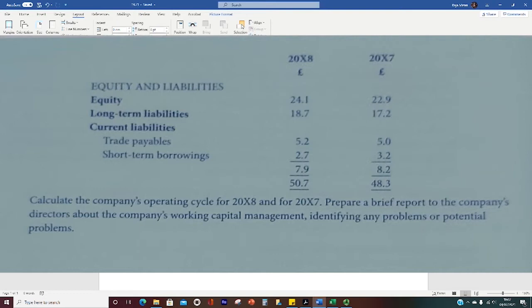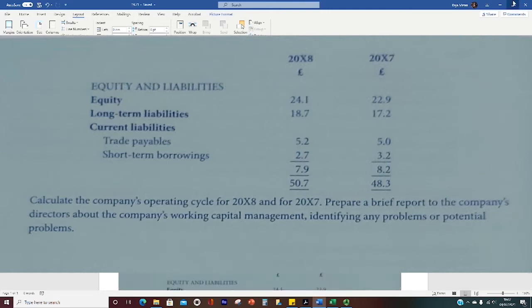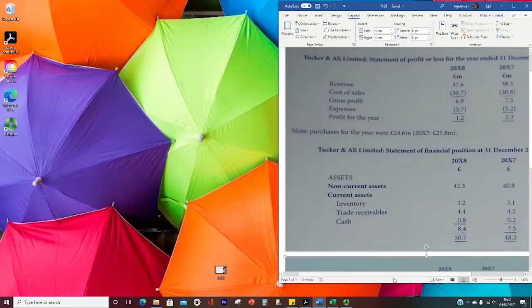Calculate the company's operating cycle for 20x8 and 20x7. Prepare a brief report to the company's director about the company's working capital management, identifying any problems or potential problems. Now, preparing a report is not part of your exam. However, it is relevant to your coursework, so it will be worth noting what could be said about the working capital of this company. So I'll take you to my Excel now, where I will be calculating this question.